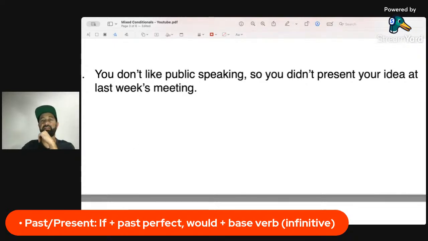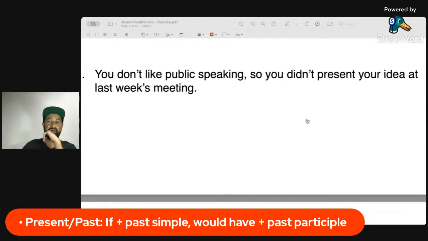So we're going to use the mixed conditional, and today I've tried to make it easy. I've tried to just give you 2 patterns to choose from. For this one here, I've got if, past perfect, would plus the base verb, or I've got this one, which is the present and past mixed. It's going to be if, past simple, would have plus past participle. So it's kind of like would in present perfect. So for me, I would use the pattern that's on the screen right now. I would use past and then would have and past participle.